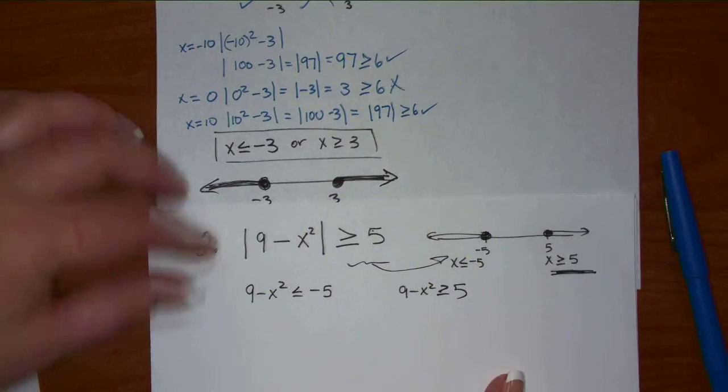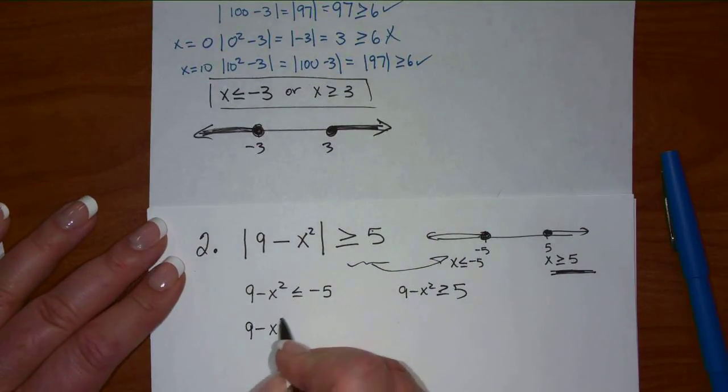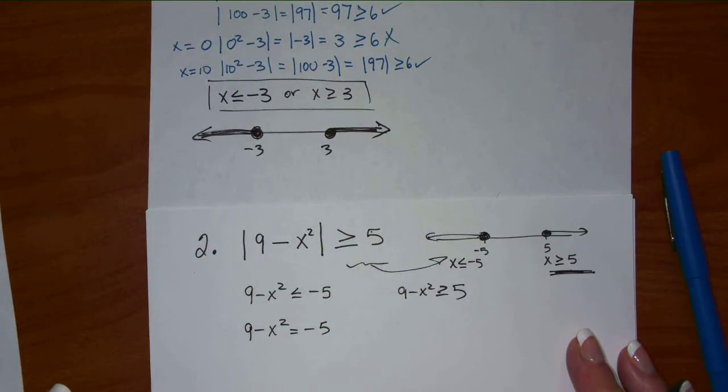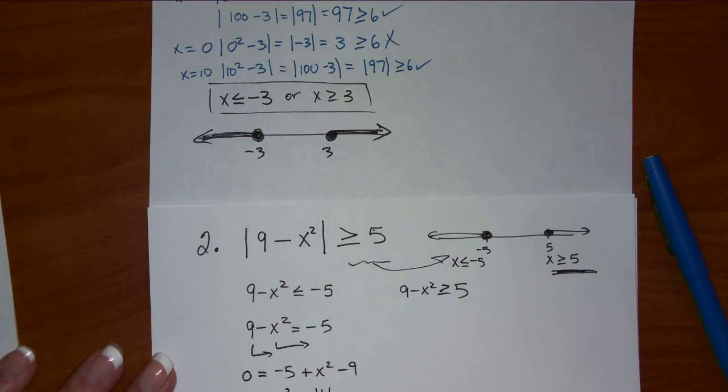Okay, so now we're going to solve these two. But to solve them, you have to change it to an equal sign. So the first one, 9 minus x squared equals negative 5. So how do we solve that? So remember, when there's a negative in front of the x squared, we take out a negative 1 or move them to the side. We always want the x squared part to be positive. That makes things easier. So let's move them all over to this side. So we have 0 equals, minus 5 was already over here, plus x squared minus 9. So what's that, 14? There it is.